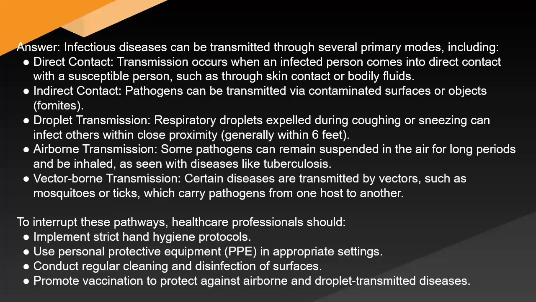Indirect contact. Pathogens can be transmitted via contaminated surfaces or objects, fomites. Droplet transmission. Respiratory droplets expelled during coughing or sneezing can infect others within close proximity, generally within 6 feet. Airborne transmission. Some pathogens can remain suspended in the air for long periods and be inhaled, as seen with diseases like tuberculosis.